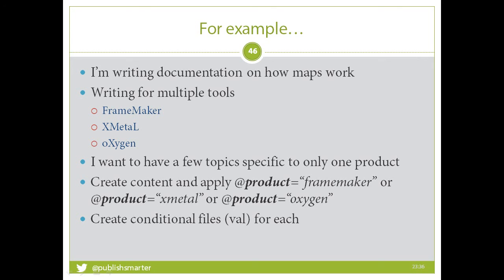I'm writing it for FrameMaker, I'm writing it for XMetaL, I'm writing it for Oxygen. And I may want to have some topics that on a map level I identify as having product equals FrameMaker, or product is XMetaL, or product is Oxygen. And then I want to create a conditional file. I want to have a val for each of them, and this is what they might look like. And you're going to see some that are a lot cleaner and a lot easier to understand.